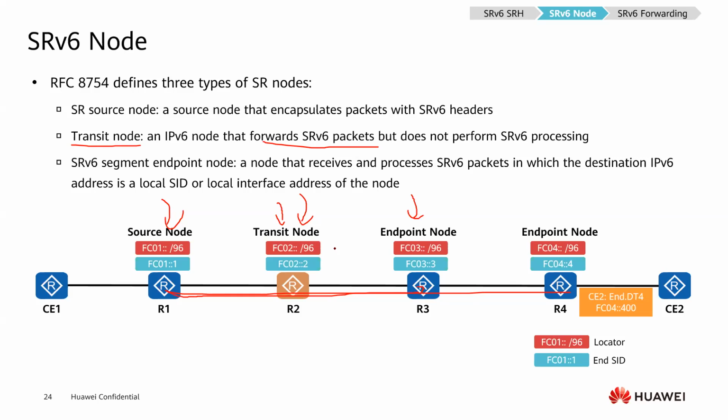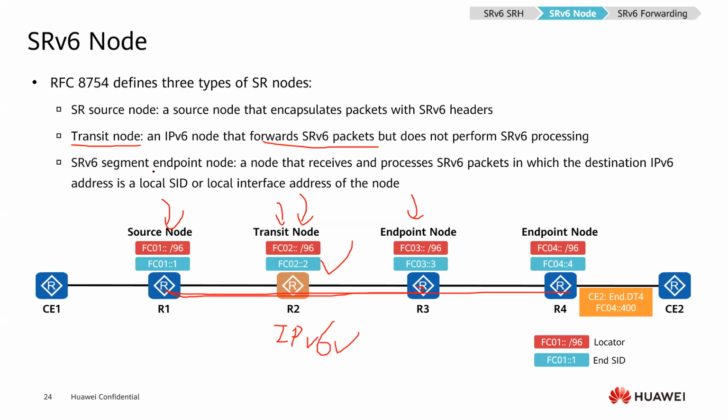So this transit node can support SRv6, or it can be just a native IPv6 device. Both are okay. Either you support the segment, or you just support IPv6. It doesn't matter. They can all work as a transit node.